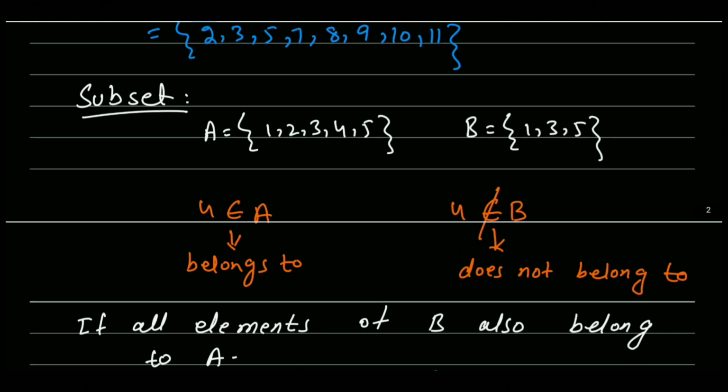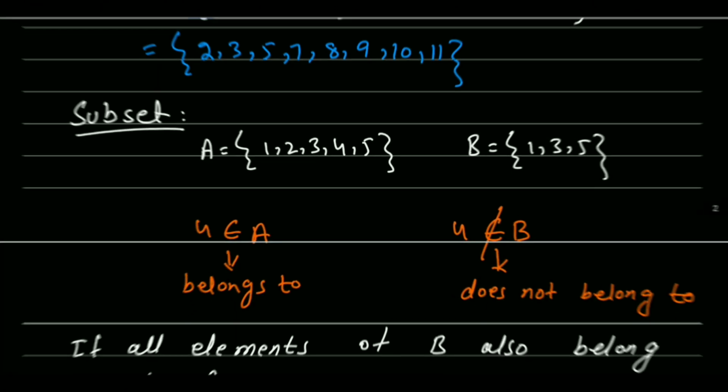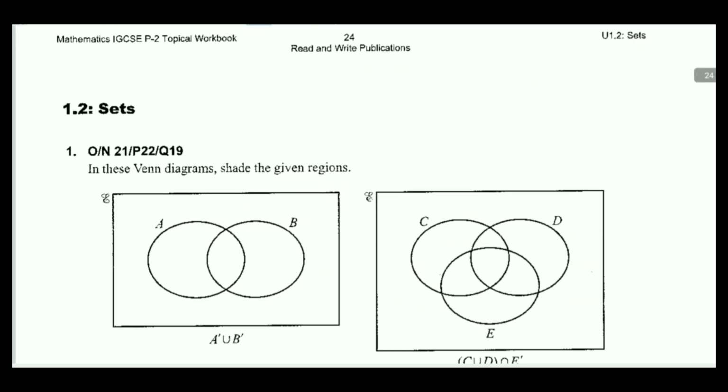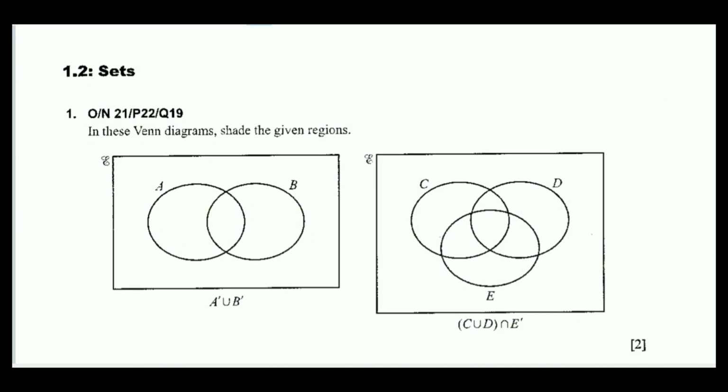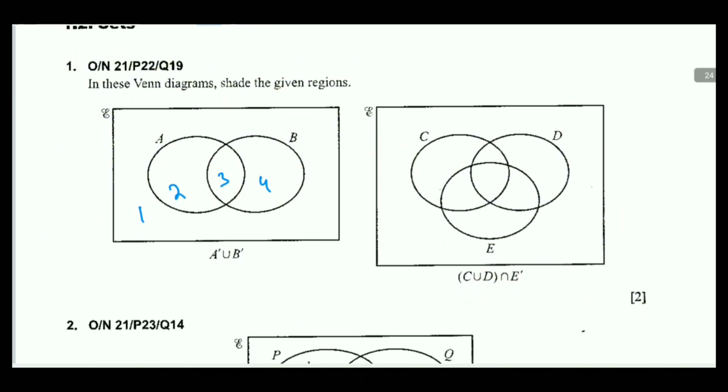So now we will solve some past paper questions. Let's do question number 1. In these Venn diagrams, shade the given regions. I will tell you an easy way to shade them. In this figure, we have to shade A complement union B complement. Give one number to each region: 1, 2, 3, 4.